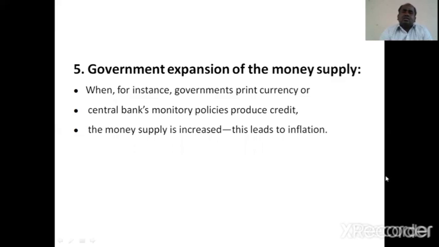Then the next one, the fifth cause of stagflation, is government expansion of money supply. That means in order to control the economic situation or inflation, when the government prints currency and the central bank's monetary policies produce credit, it causes a money supply increase. When money supply increases, people's spending capacity becomes more. At the same time, prices increase and the value of goods decreases. But whenever the price increases, the demand decreases. So the purchasing power of the people may come down at that time, so it will lead to inflation.